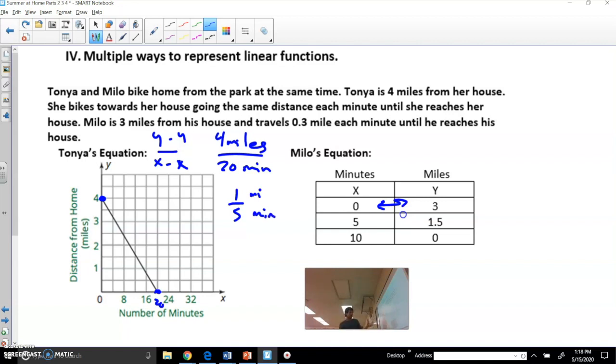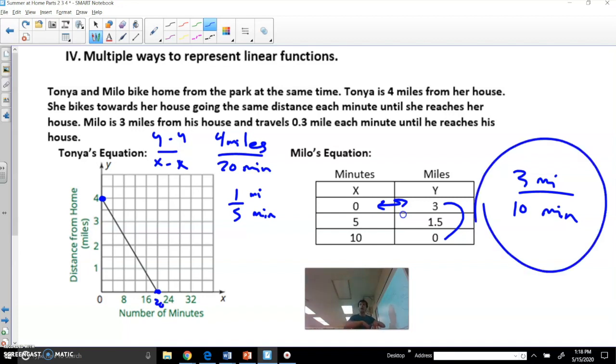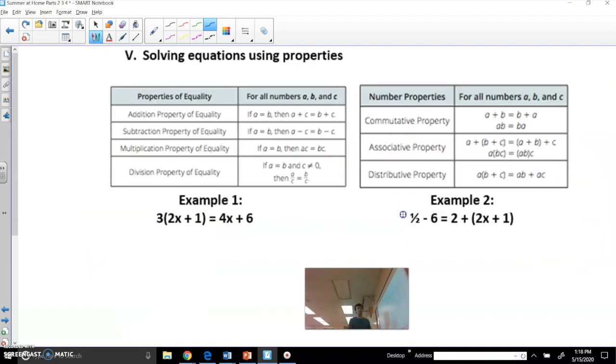And so this rate of change, we may think of it differently. It looks like they traveled 3 miles, but it took 10 minutes. And so we can think, okay, is 1 over 5 less than or greater than 3 over 10? 3 over 10 is greater. And so it looks like Milo is going just a little bit faster in that situation.